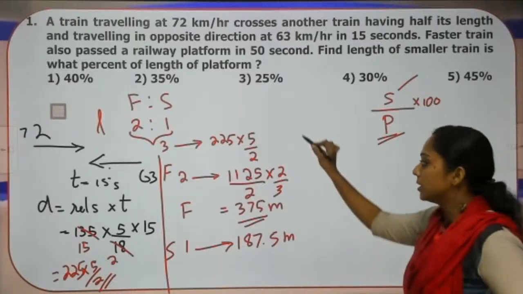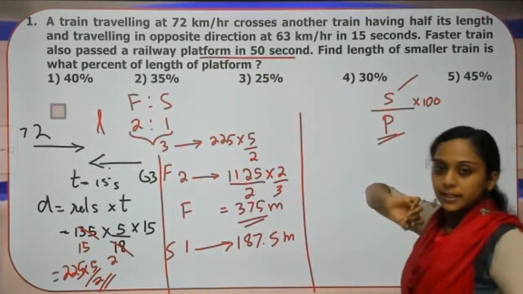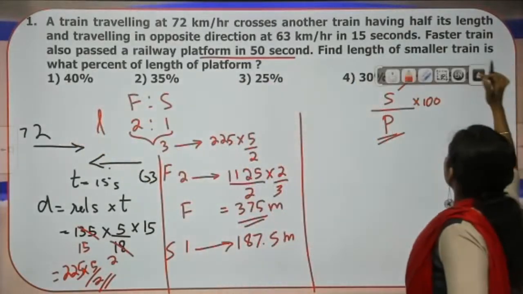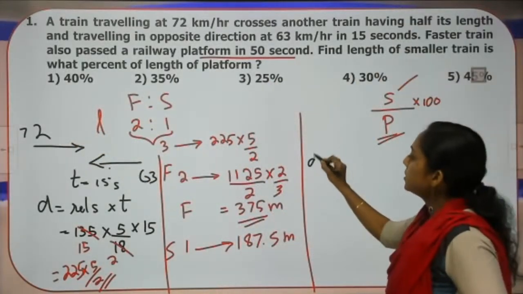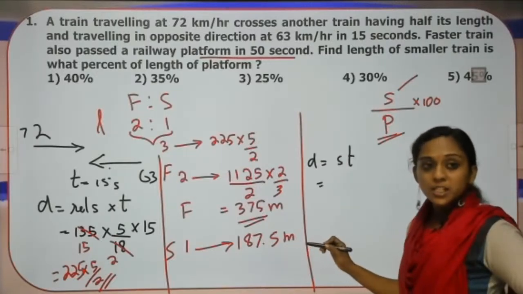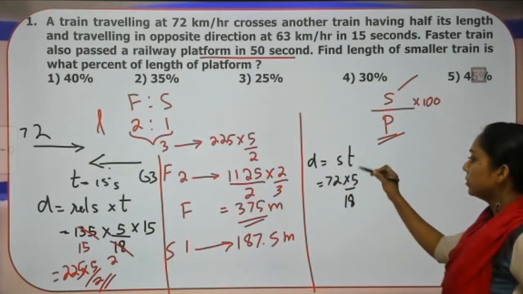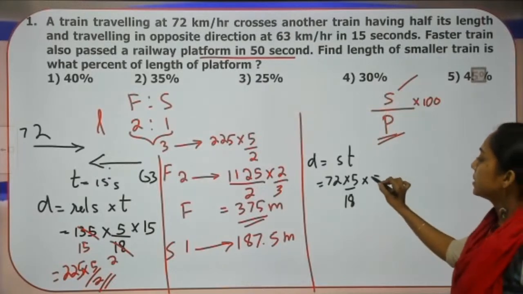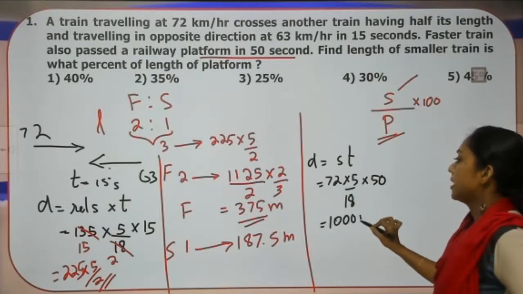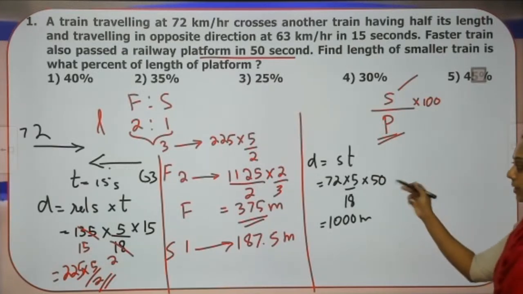Now you have to find out what is the length of the platform. For that, what is given? Faster train passed a railway platform in 50 seconds. Okay, so you can find out the distance there. So let's find out the distance there. Distance is equal to speed into time. Speed of the faster train is 72 kilometer per hour. So meter per second you have to convert. So that is into 5 by 18. So into what is time? Time is 50. Okay, so on simplifying, you will get this as 1000 meters. Okay. So this is 72 kilometer per hour, that is 20 meter per second, so that is 1000 meters.